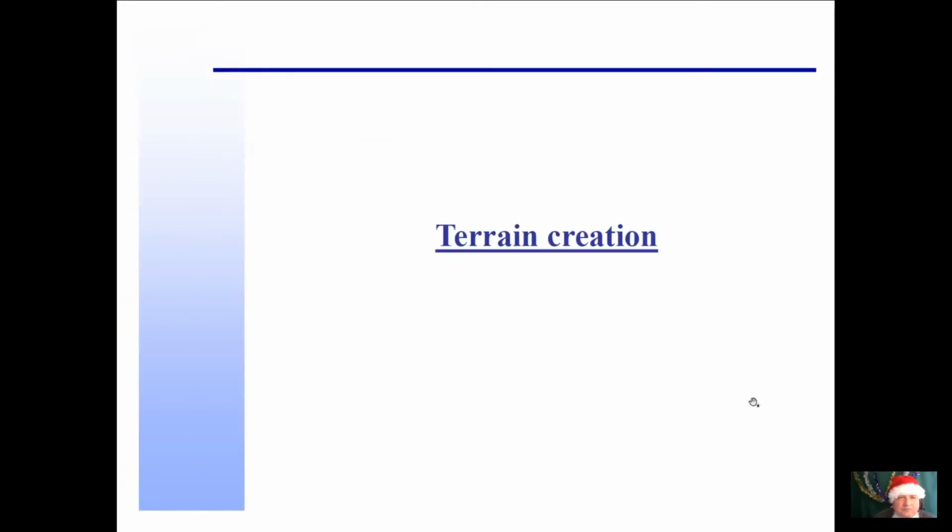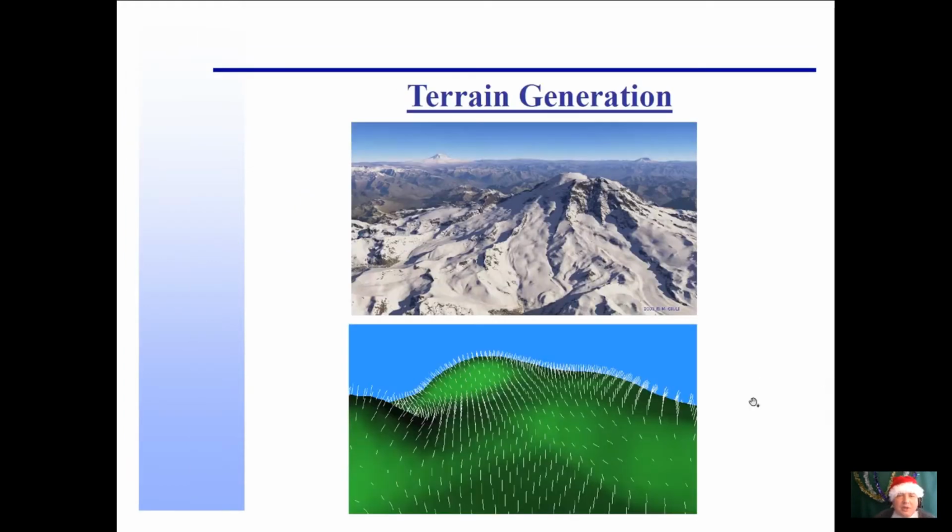All right, so terrain creation. That's basically the idea. This is the real landscape, a real photo of a real landscape. And here is our simulated landscape. So this is basically a mesh, a 3D mesh in this case. You can see these white lines here.